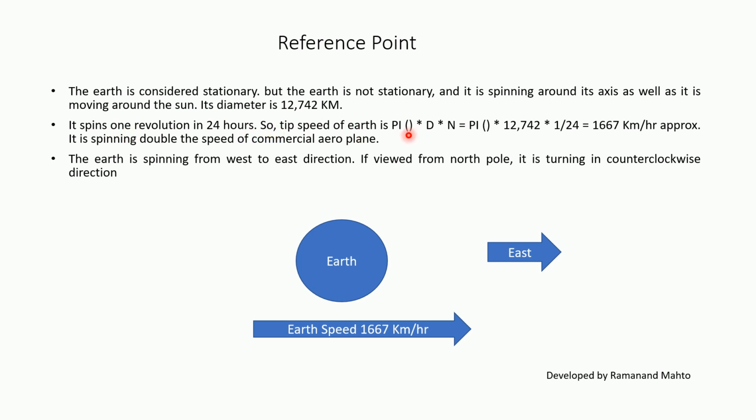So the tip speed of the earth is pi into d into n, which is 2 pi into 12,740 into 1 by 12, which is approximately 1667 km per hour. That means it is spinning at double the speed of a commercial aeroplane. The earth is spinning from west to east. A view from the North Pole shows it turning in a counterclockwise direction. You see, this is the earth. It is spinning at the speed of 1667 km per hour, the tip speed of the earth.